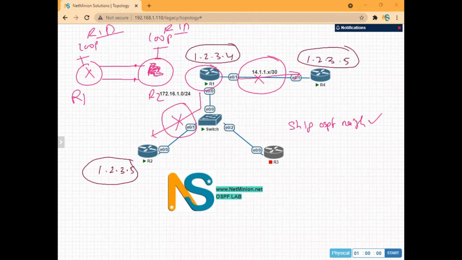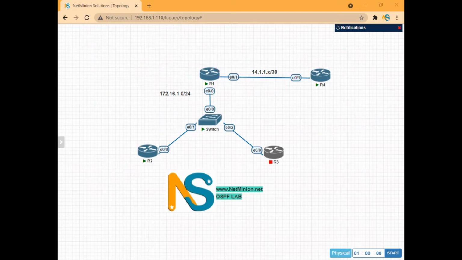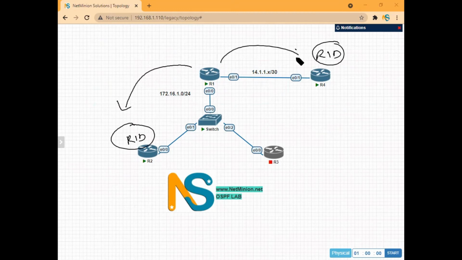R1 to R2. So let me say it again. You are saying the RID for this router and this router is the same. Okay. You are saying there would be two neighborships, neighborship 1 and neighborship 2, and that neighborship will not come up. For which part? R1 to R4 or R1 to the second R2? For the second part, you are saying it will not come up, R1 to R2. Okay. And why not the first part?